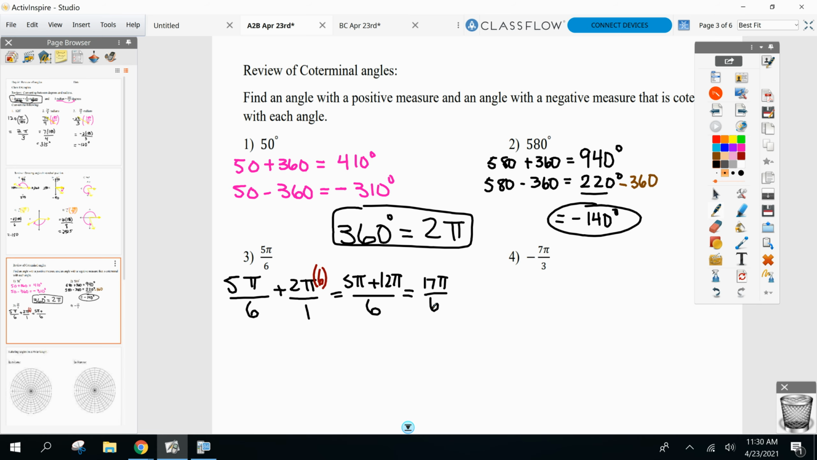All right, then how do you get a negative angle? Subtract them. You guys did the hard work already. Just put a minus sign in between them now. 5 pi over 6 minus 2 pi. You guys know what it's going to come out to be. Common denominator of 6, 5 pi, but now it's minus 12 pi. And you'll get your negative version: negative 7 pi over 6. So there's your positive and negative. A little bit quicker than converting and reconverting.